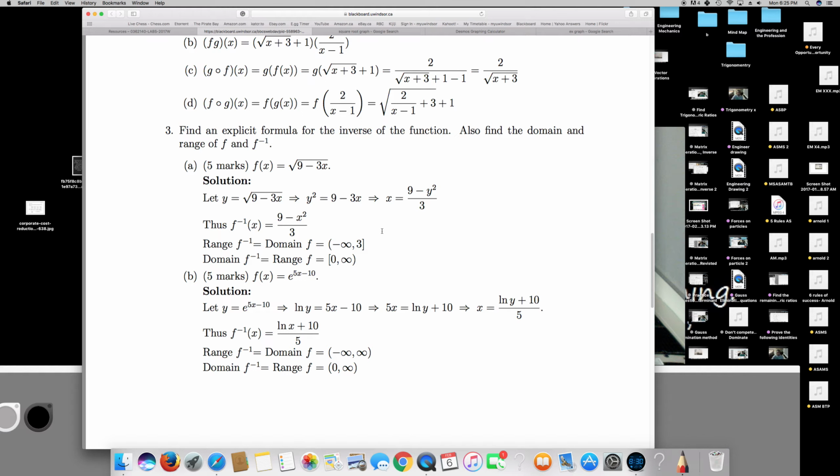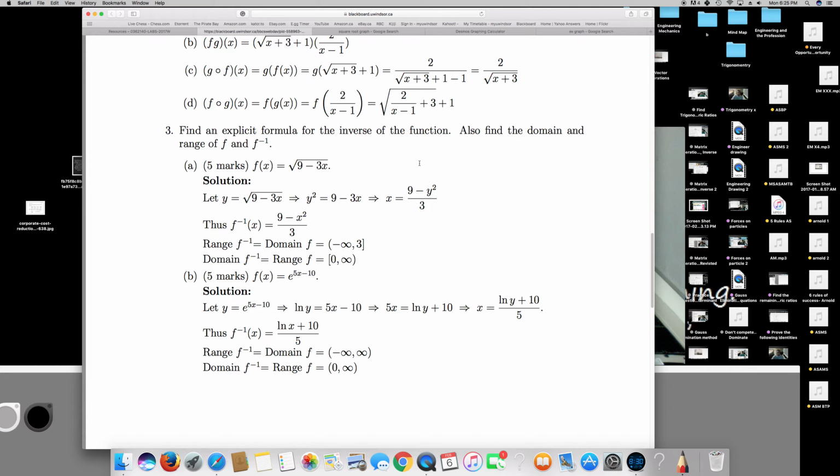So I have to find the x value to find the inverse. I can bring this 9 to the other side. It's going to be 9 minus y squared over 3. So x is equal to 9 minus y squared over 3. That's the f inverse. f inverse is going to be 9 minus x squared over 3.